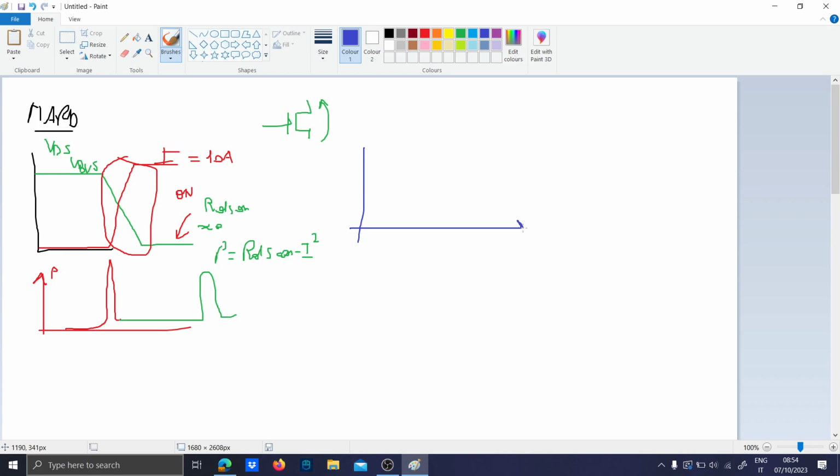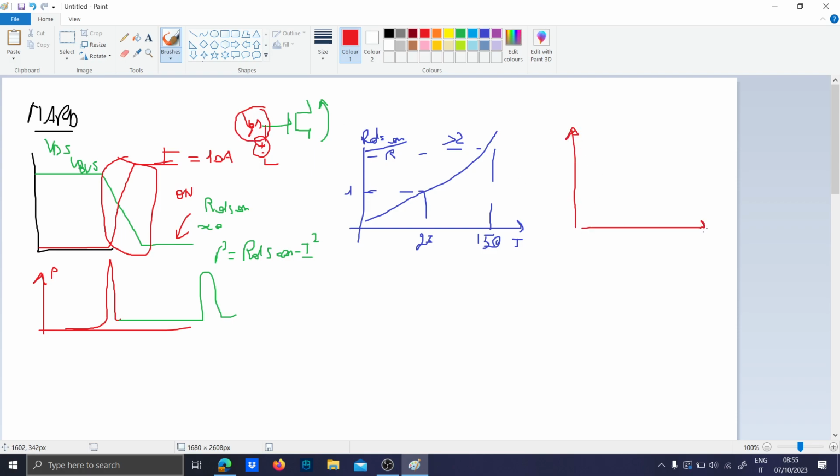Keep in mind that when your MOSFET is switching, you have to take into account the RDS on versus the temperature. If you have the nominal value, so RDS on over R, which is 1 at 25 degrees, take into account that at 150 degrees, which is a full load temperature, it will double, even greater than 2. So you have to take into account also this. Not only that, but also the VGS, the gate driver voltage, also influences the resistance.